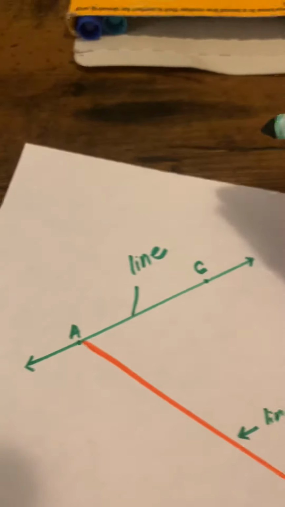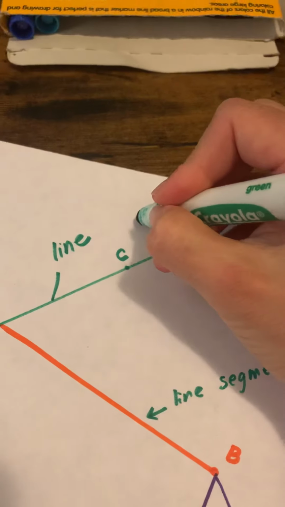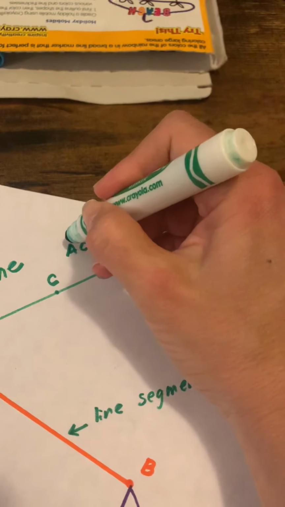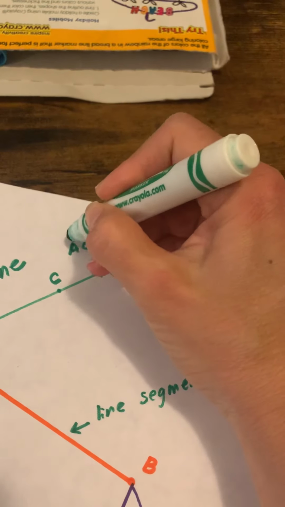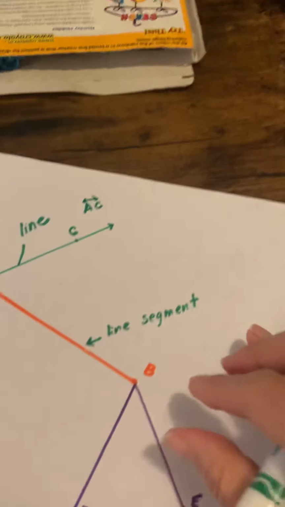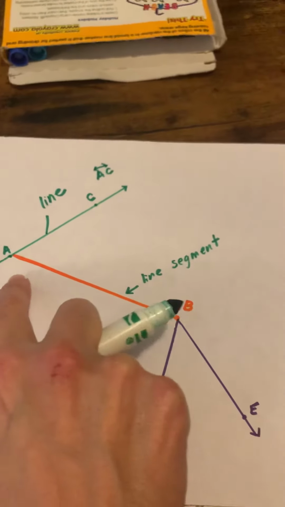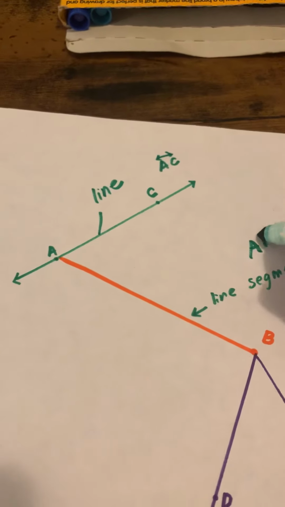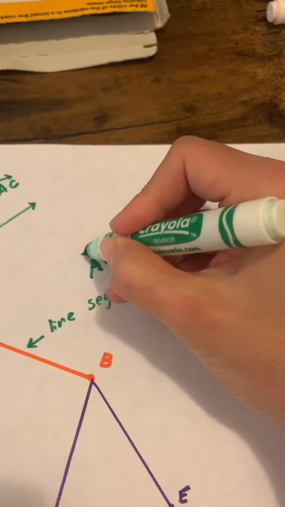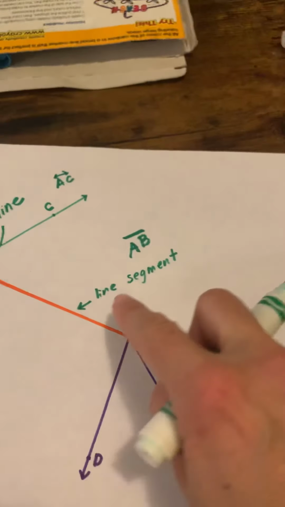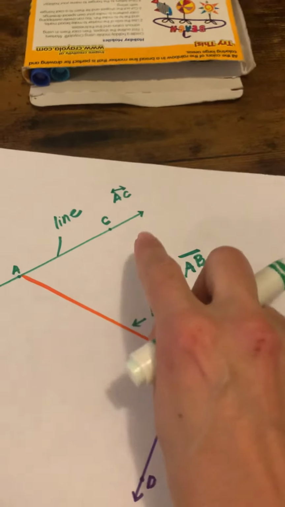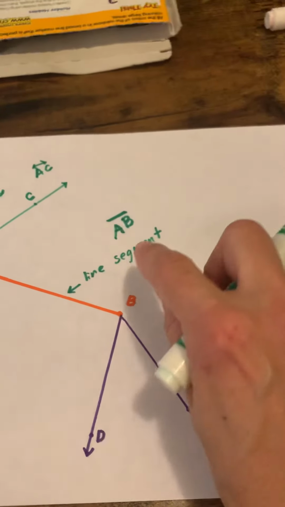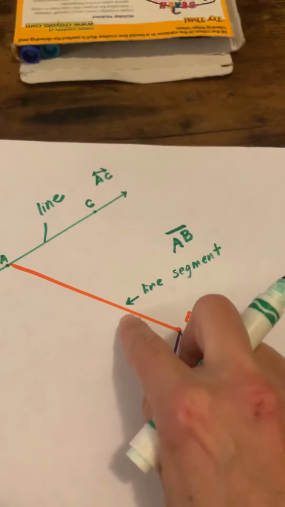And actually to name this line, I can just write AC and then put a little line over the top of it, just like that. And then we forgot to name this one. So this is line segment AB. And I'm just going to put a little line across it. And that is the name of this line segment. So I have line AC, which is here, and I have line segment AB, which is here.